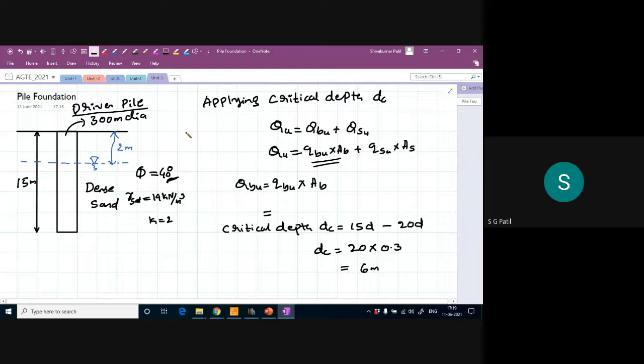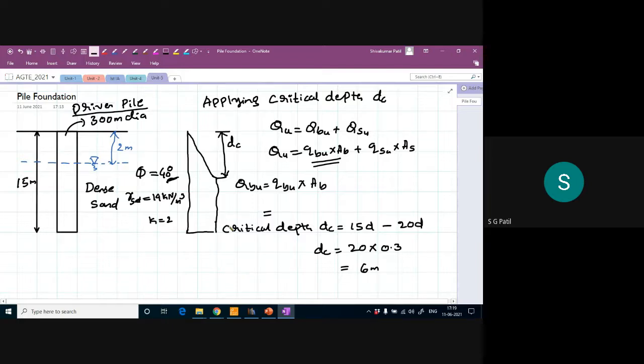That means up to 6 meter the variation will be there. After 6 meter the overburden pressure will be constant. So this depth is called critical depth, that is DC.